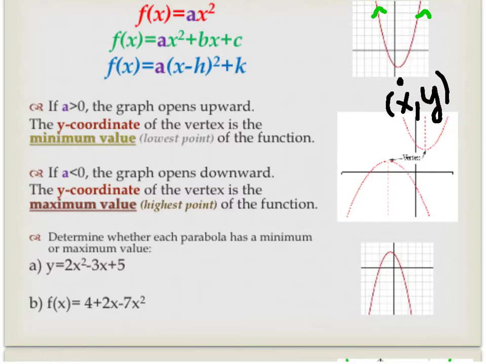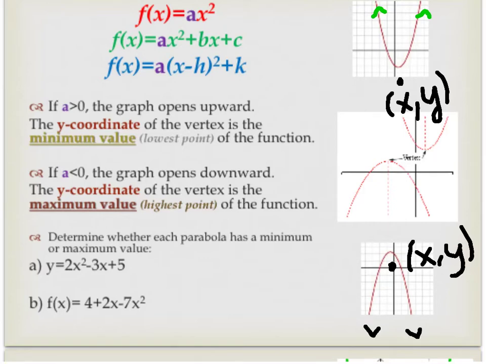But this is the smallest value our function will ever achieve, and that's our minimum value at the y coordinate of the vertex. Now, if a is less than 0, which means there's a negative sign in front, then we're going to be opening downward, and we're going to have a maximum value at our vertex. So when we have our vertex, the y-coordinate now is going to tell me my biggest value that our function will achieve. So you can see in the picture, it doesn't go any bigger than that point, right? There's nothing bigger than that point. So that's our max value, and it's always the y-coordinate of the vertex.